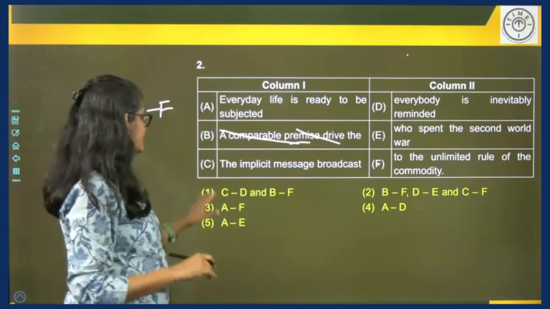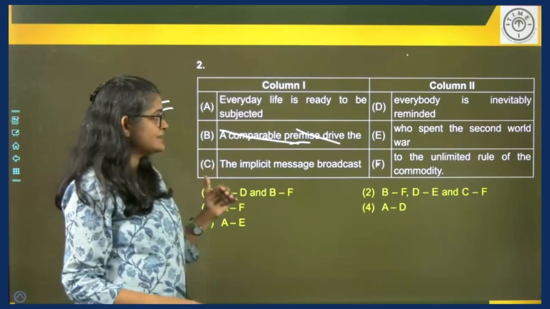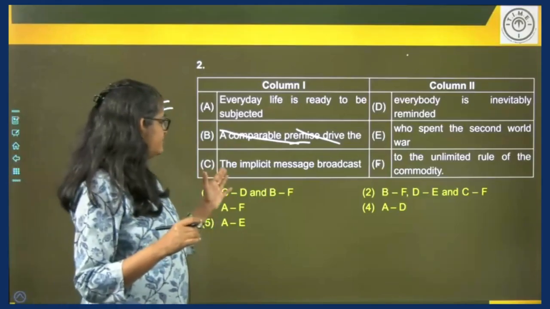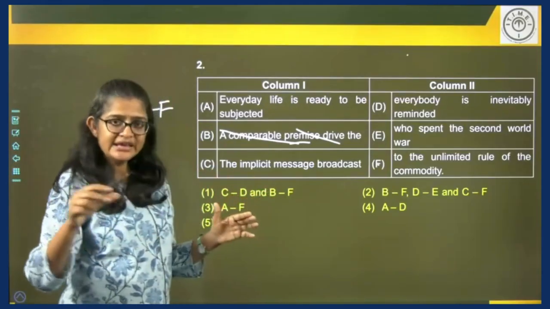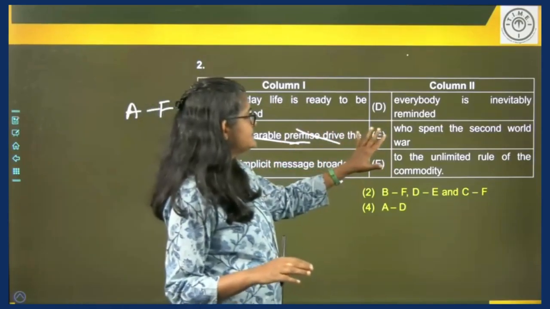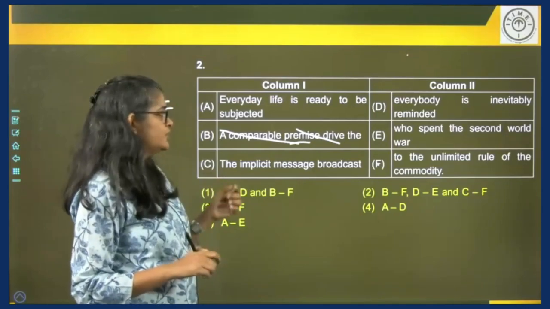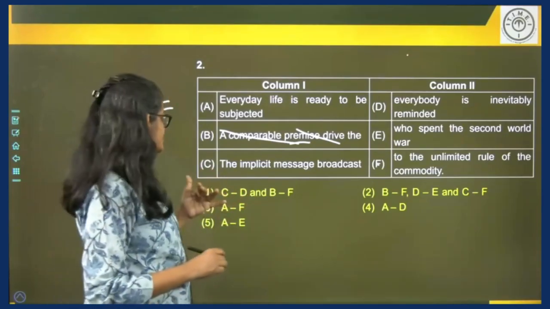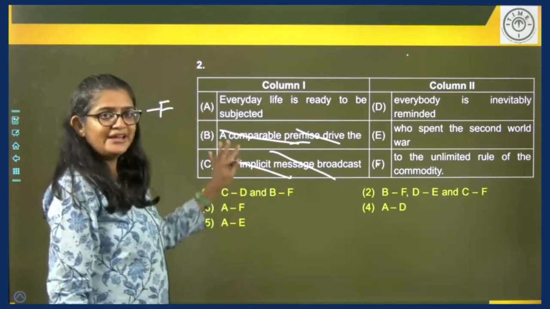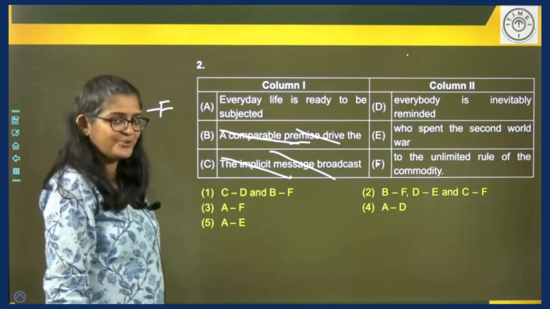Okay, fine. The implicit message broadcast by somebody is, or the implicit message broadcast is or was, something like that. Do we have? Everybody is inevitably reminded? No. Who spent the Second World War? No. It is not possible. So C also does not have a partner. We only have one combo here, which is A and F. Okay.